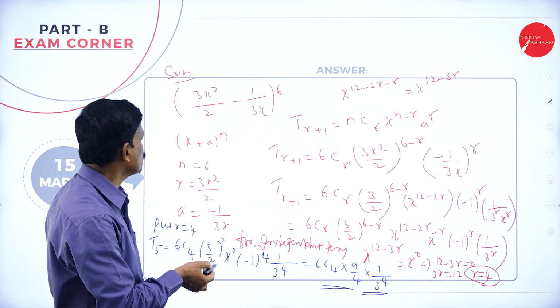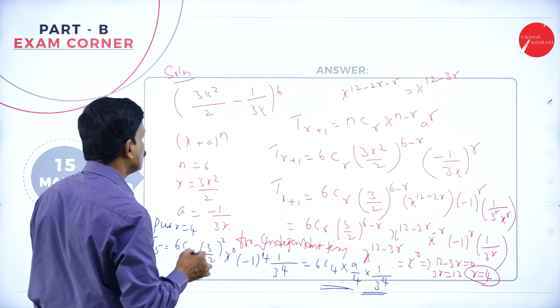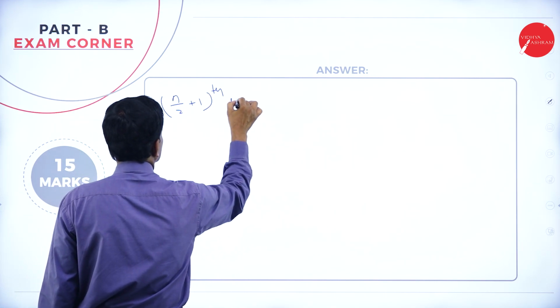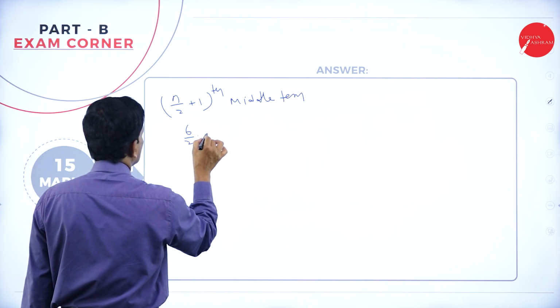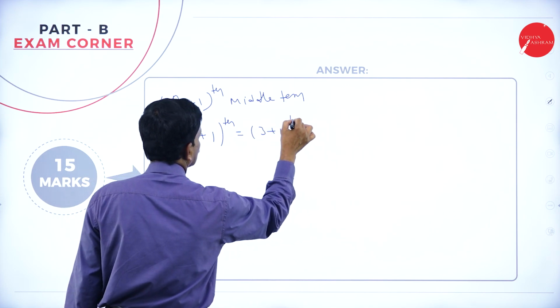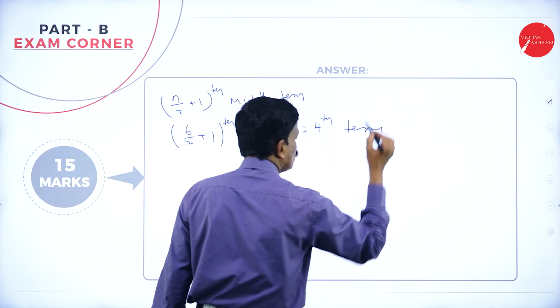What is the second part of this problem? Middle term in the expansion. So, to find the middle term, (n by 2) plus 1th term is the middle term. So, what is n here? 6 by 2 plus 1th term. 6 by 2 is 3, plus 1th term, that is nothing but the 4th term. The 4th term is the middle term.